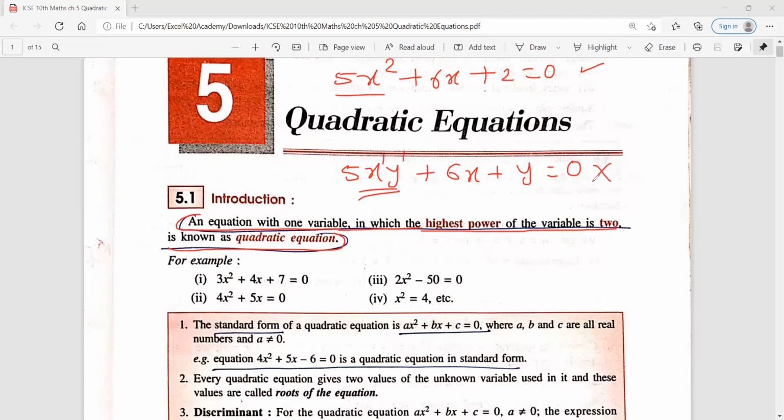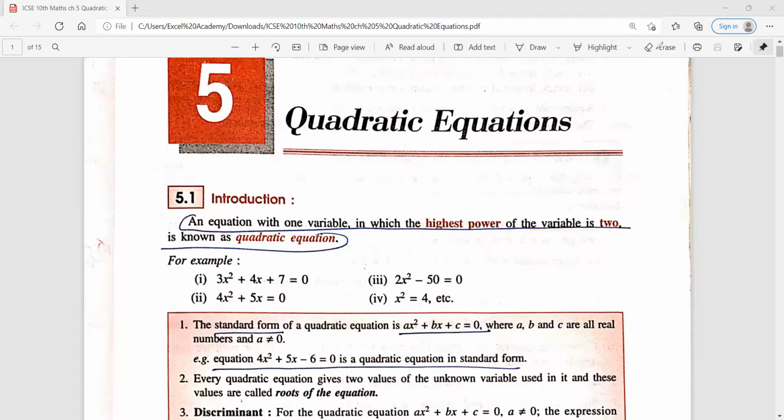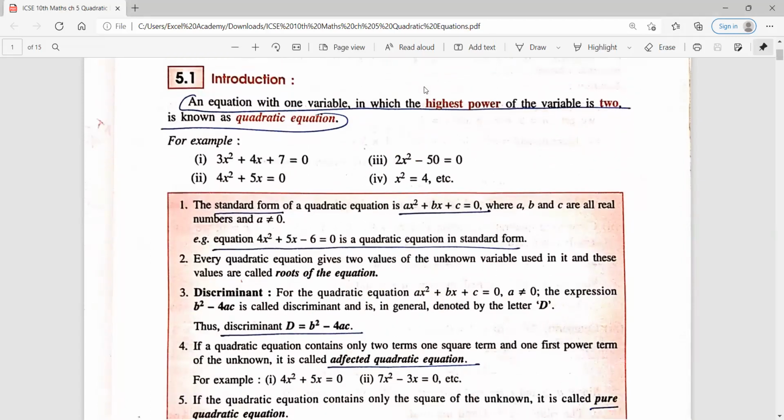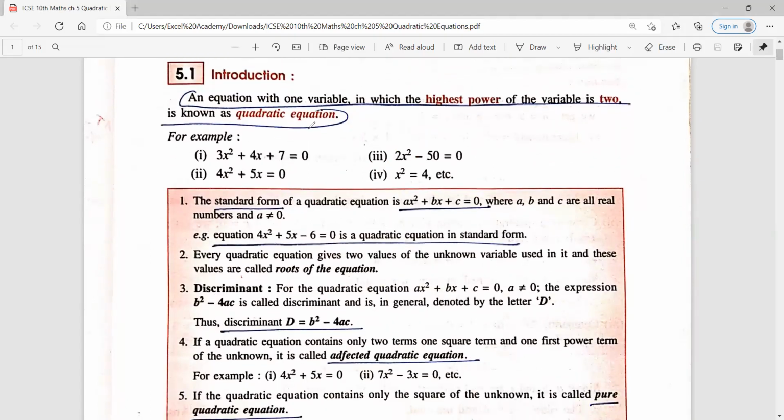But we are not going to tackle such equations, because there are two variables here. We are not going to study quadratic equations in two variables. It's not possible to solve like that. So we are going to restrict our studies, at least till 10th standard, to quadratic equations in one variable only. So these are a few examples.